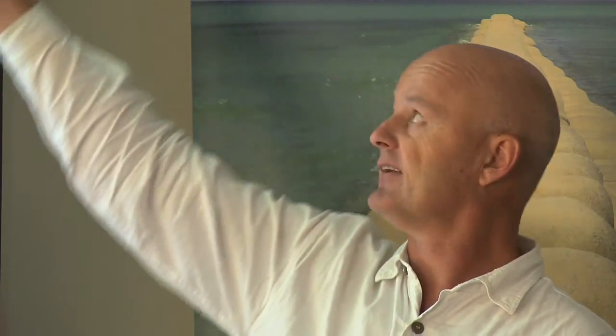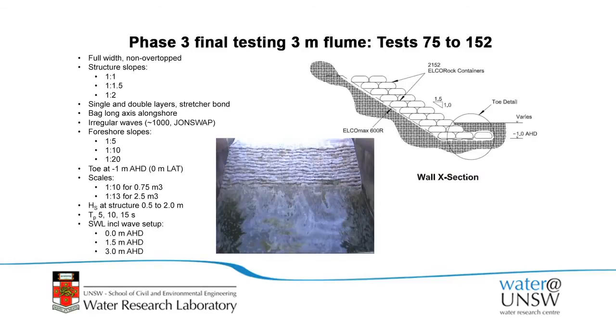We moved into phase 3 of the testing, which was around about, you can do the numbers, probably 75 separate tests. We tried to look at all the permutations you can have without obviously testing for 10 years. We still only had limited resources. So we tested it in our 3 metre wide wave flume. We did it full width, non-overtopped.